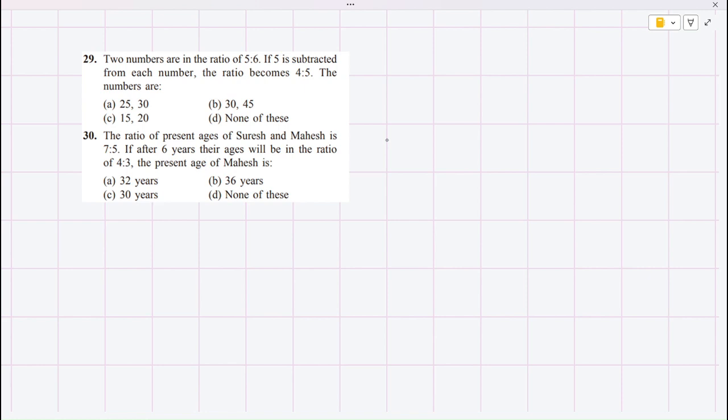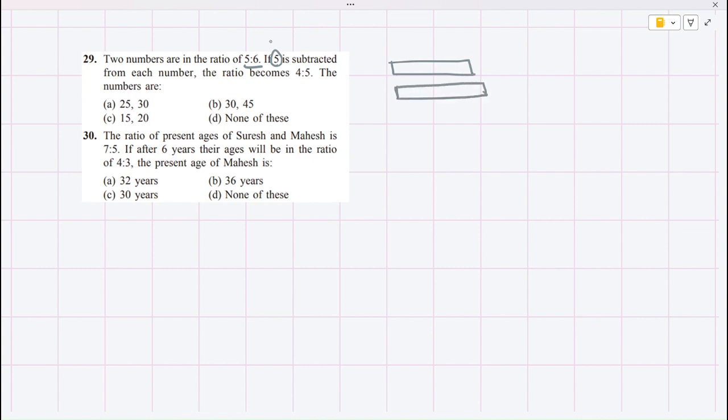Let's continue with the next type of question. So this question says two numbers are in the ratio of 5 is to 6, and then 5 is subtracted. तो यहाँ पे number की बात हो रही है. So basically we have, suppose, 5 units. You can just draw here quickly.